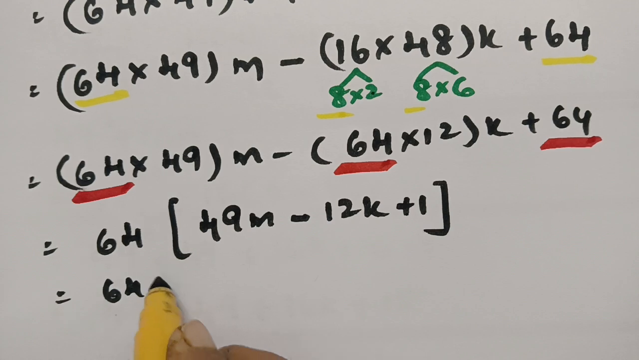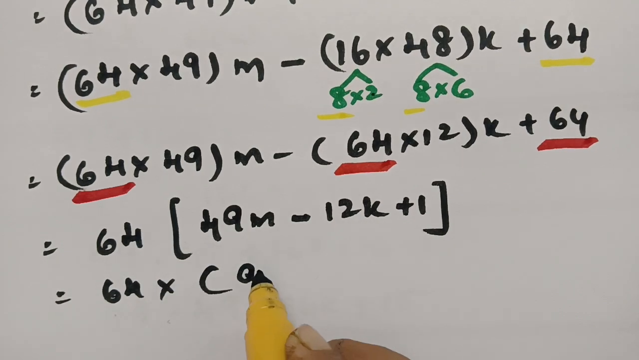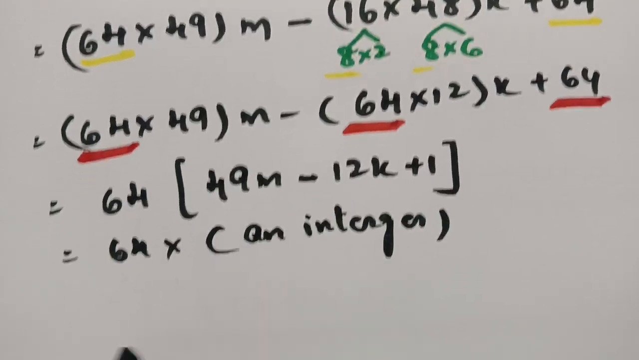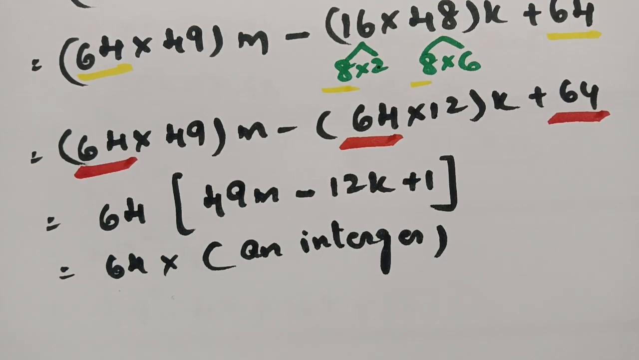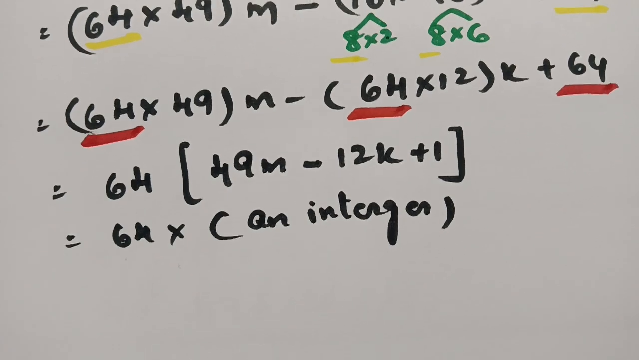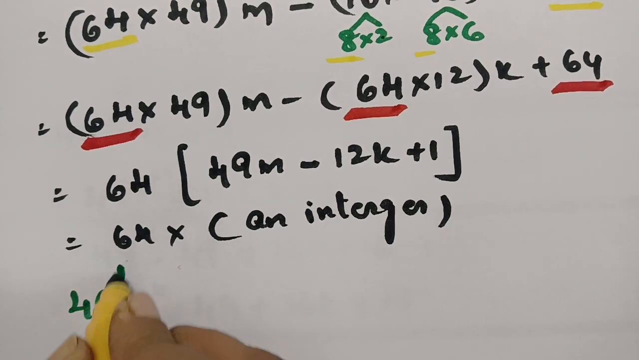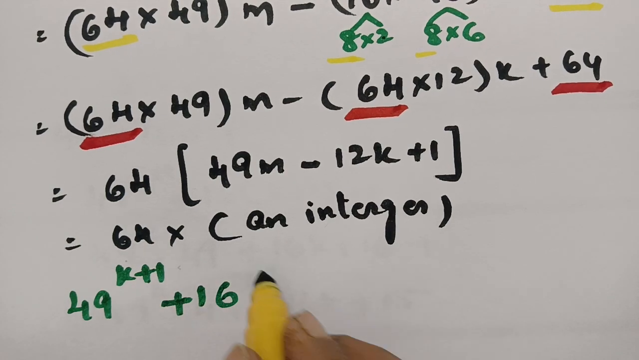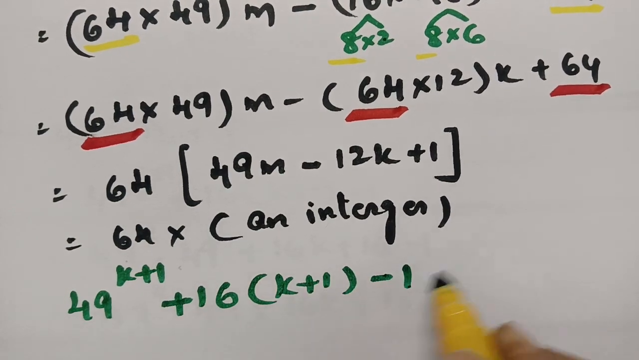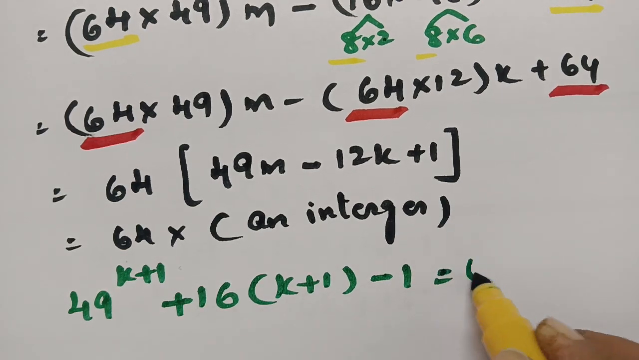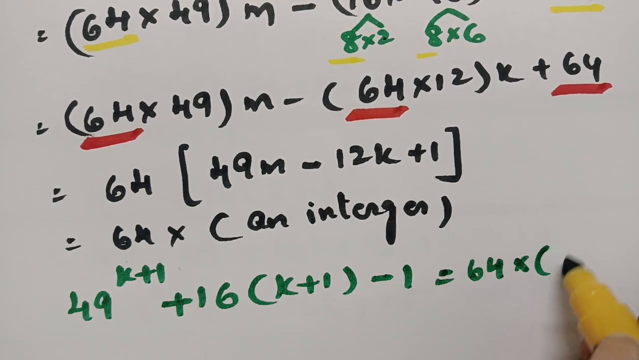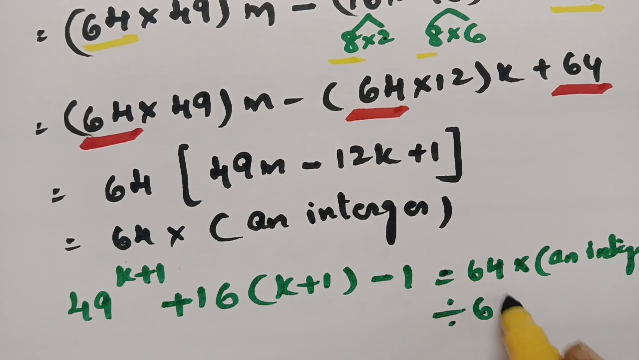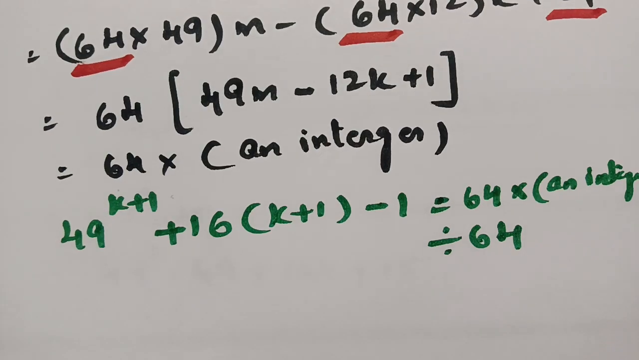This is 64 into an integer. So this is an integer. As we got the multiple of 64, therefore the given statement, so which statement is it? So that is 49 power k plus 1. In place of n we kept k plus 1, that is 16 into k plus 1 minus 1. So it is equal to 64 into an integer. So this is divisible by 64. So this is what we needed.